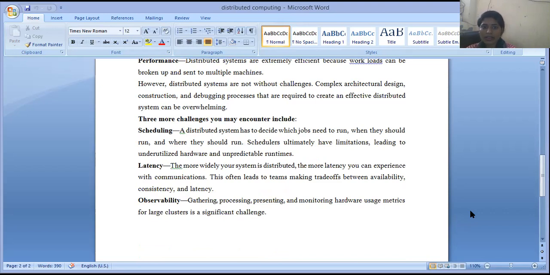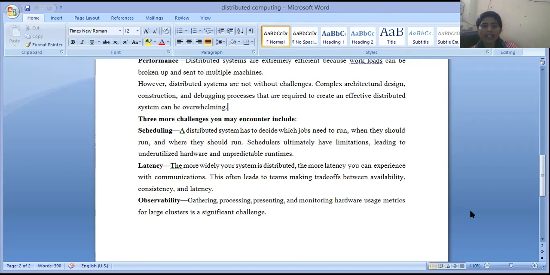So, what is scheduling? In a distributed system, scheduling has to decide which job needs to run. Suppose there is a job which doesn't need much at that time to run on a particular system, but there are some high priority jobs which are required to run at that particular time. So the distributed system decides which job will run first on the system, when it should run, and where it should run, isn't it? So schedulers ultimately have limitations, leading to underutilized hardware and unpredictable runtime.